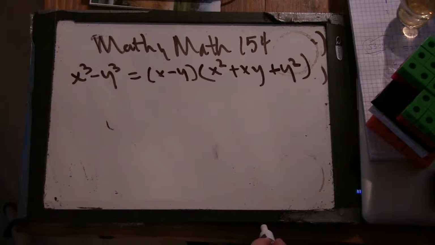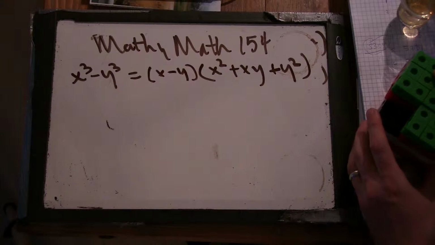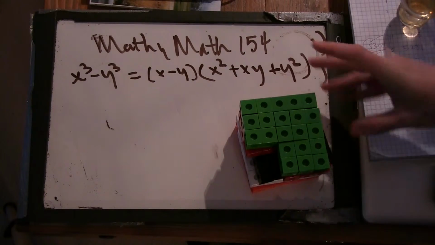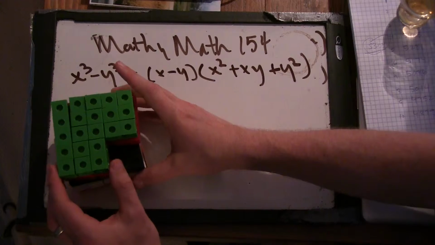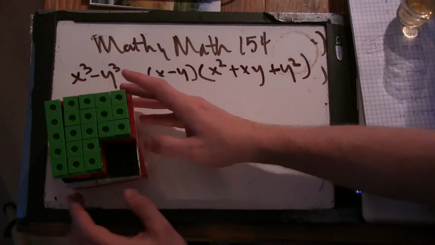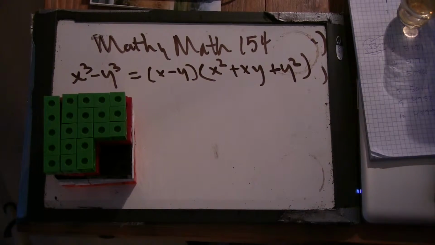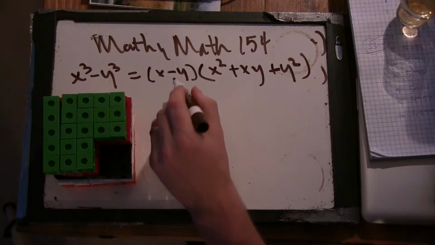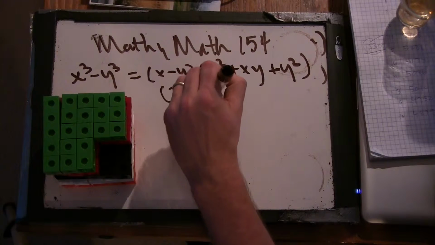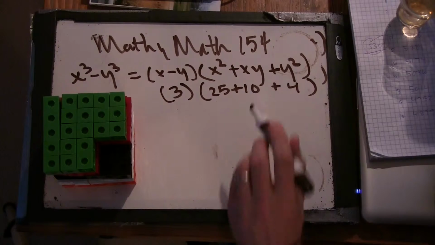Okay. And we are going to do something very similar to what we did this morning. We're going to look at a 5 by 5 by 5 cube minus a 2 by 2 by 2 cube. So we're going to get x is 5 and y is 2 here. So we're going to get 3 times 25 plus 10 plus 4.